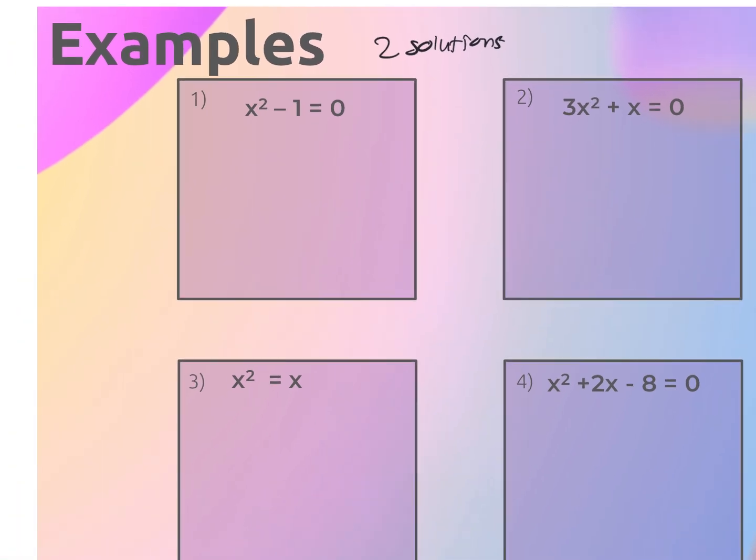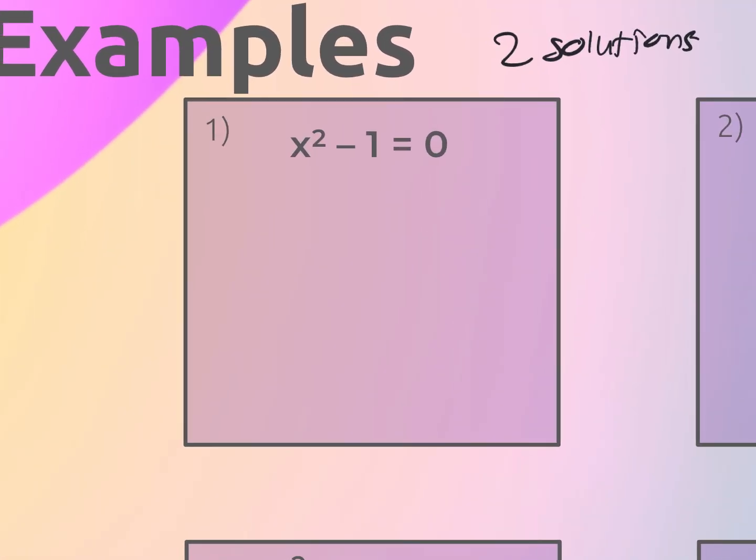So let's start with the first one. First thing we want to do is get all the terms to one side, setting it equal to 0. Is that done? Yeah: x squared minus 1 equals 0. As long as we have the equal 0, we're good to move on to the next step, which is factoring. So now we want to factor.